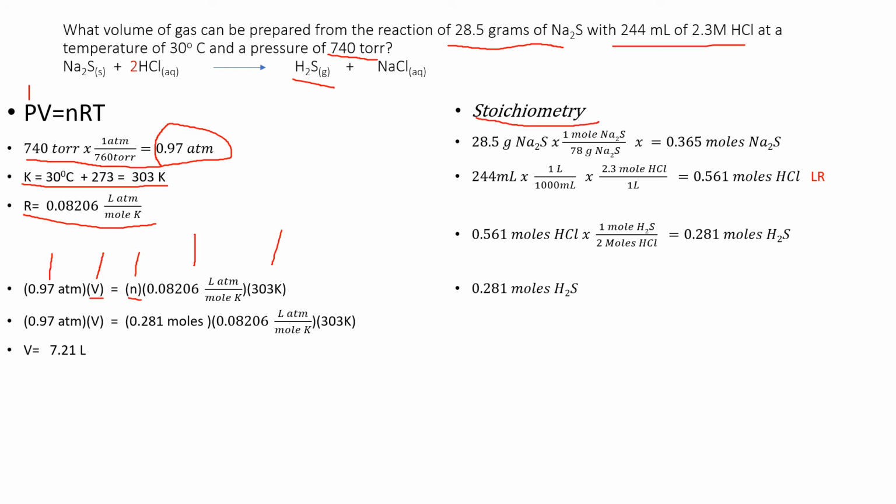In order to figure out what the limiting reagent is, we need both in moles. So I'm just going to do a quick gram to mole conversion for the sodium sulfide. 28.5 grams of sodium sulfide. The molar mass of sodium sulfide is 78 grams per mole. That's going to give us our amount of sodium sulfide, 0.365 moles.